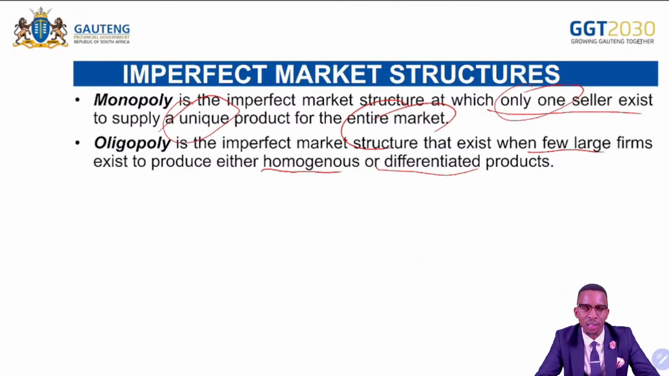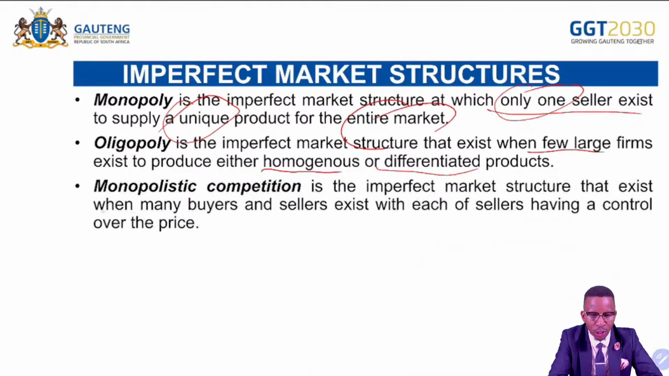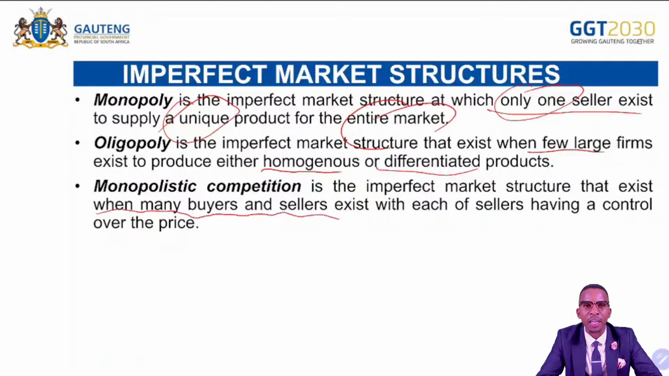So it will be discussed in detail when you get to the oligopoly as a market structure. Monopolistic competition: this is the imperfect market structure that exists when there are many buyers and sellers. So you must know this. Even under monopolistic competition, there are many buyers and sellers. However, each seller has an influence over the price, unlike under perfect market.